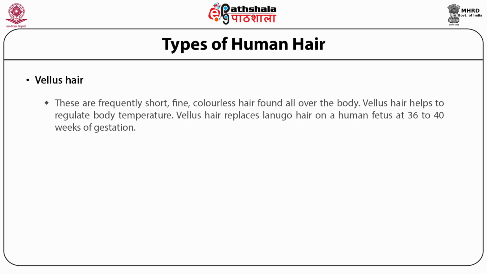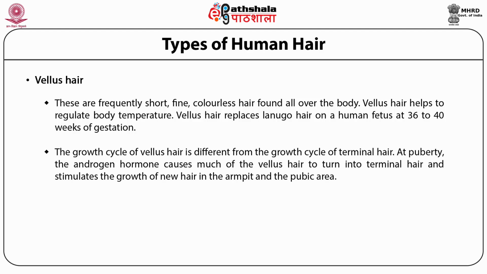Vellus hair. These are frequently short, fine, colorless hair found all over the body. Vellus hair helps to regulate body temperature. Vellus hair replaces lanugo hair on a human fetus at 36 to 40 weeks of gestation. The growth cycle of vellus hair is different from the growth cycle of terminal hair. At puberty, the androgen hormone causes much of the vellus hair to turn into terminal hair and stimulates the growth of new hair in the armpit and the pubic area.